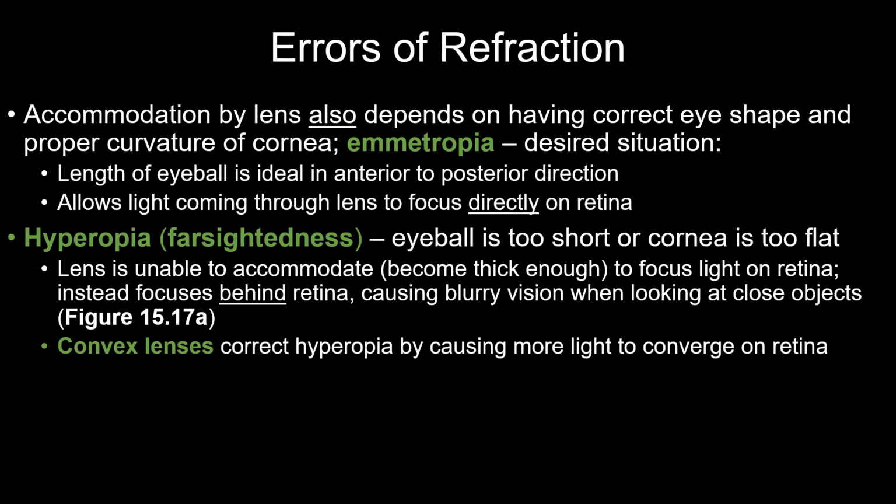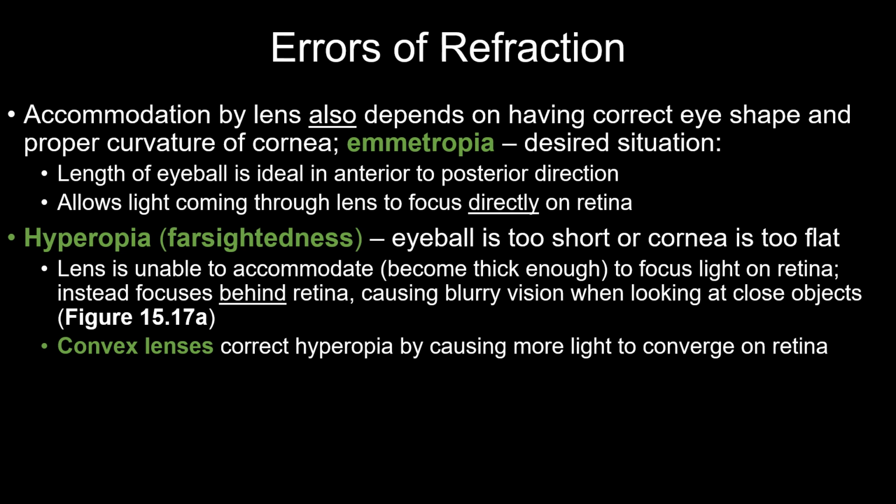So where presbyopia is nearsightedness, okay, hyperopia is farsightedness, okay? This accommodation of the lens is going to depend on having the correct eye shape and proper curvature of the cornea. In a normal emmetropic eye, the length of the eyeball is normal in the anterior-posterior direction, and the lens focuses light properly on the retina.